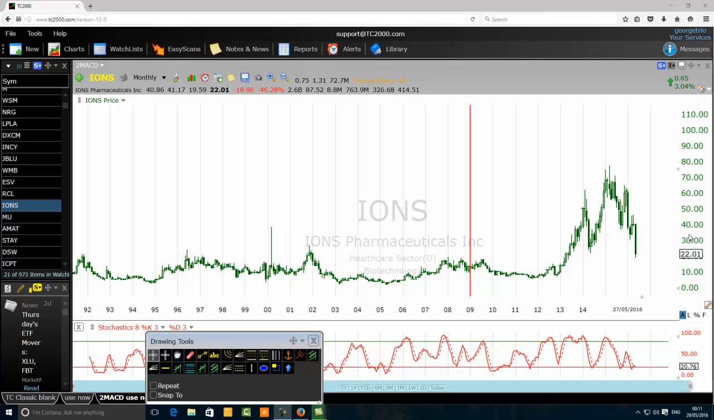We are looking at a monthly chart of Ionis Pharmaceuticals Incorporated, ticker IONS, India Oscar November Sierra. This is a Russell 1000 component. On a monthly chart, I'm going to start counting waves.